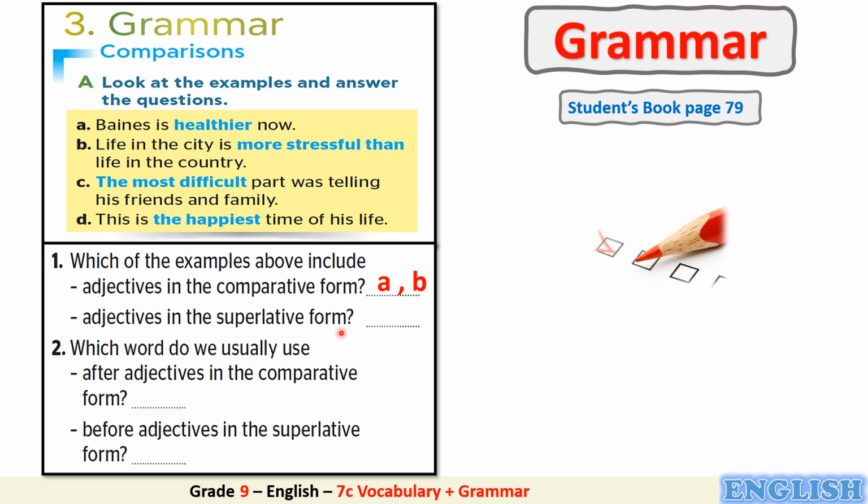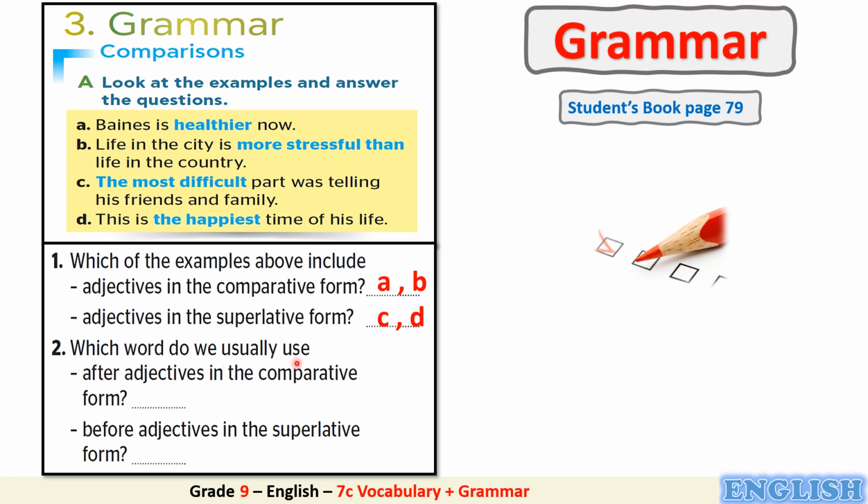Adjectives in the superlative form. Which examples? Very good, my students. C and D. Because here we have the most with the long adjective, and we have the and est with the short adjective.